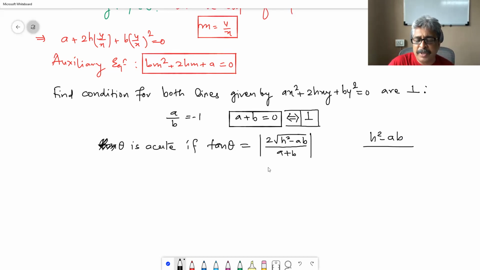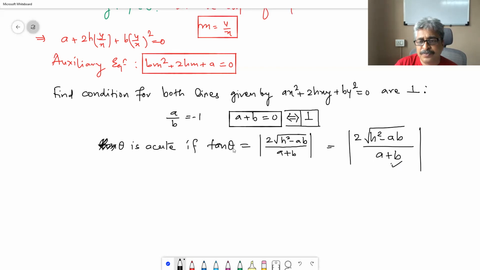And if two lines are perpendicular, then tan of theta should not be defined. Therefore, a plus b must be there in the denominator. What you need to find out is only the 2 and the square root of this. That will give you the final answer. I mean, we need to have our guess going on about how this formula is going to look, and it satisfies our requirement. Tan theta 90 undefined, correct. Tan theta is equal to 0, h square minus ab must be 0.